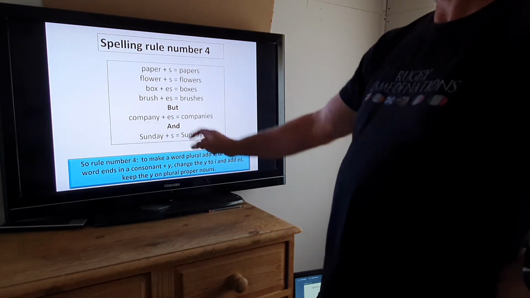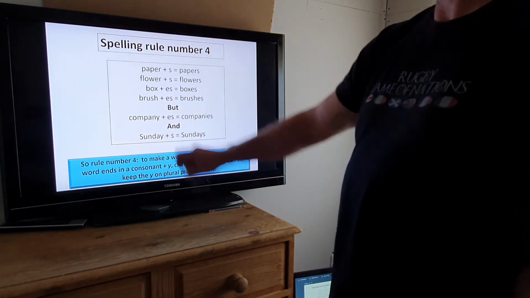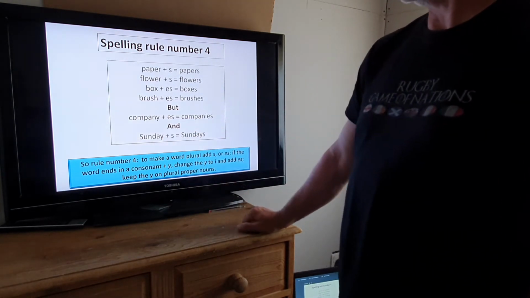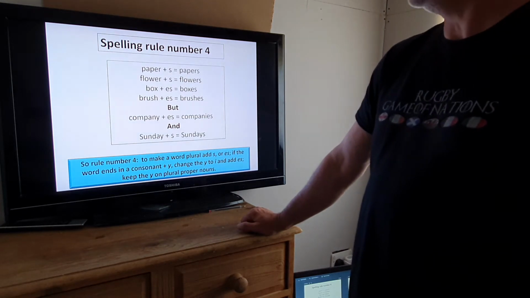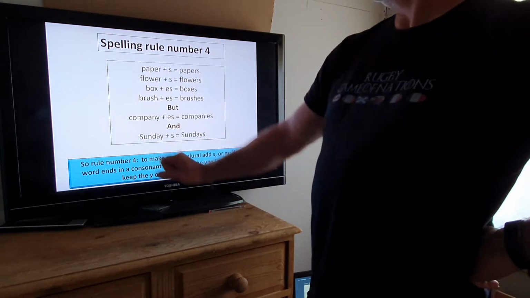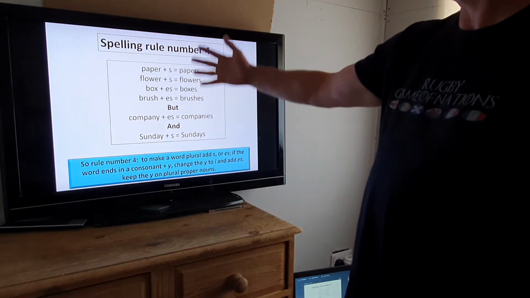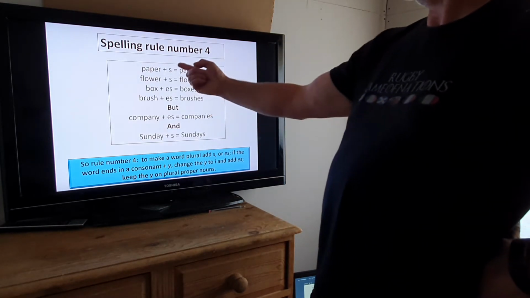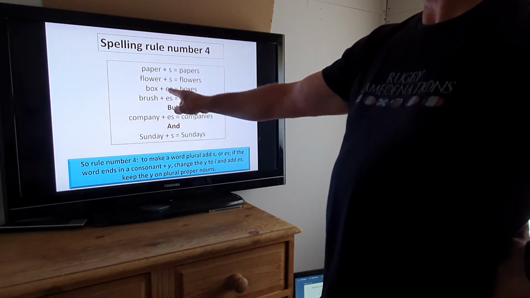But there's differences. There's an IES, we're back to this Y rule again. However, if you've got a Y on a proper noun, like Sunday, the proper name, you just put an S. So, we can come to rule number 4 by looking at these examples. To make a word plural, you add an S or an ES.